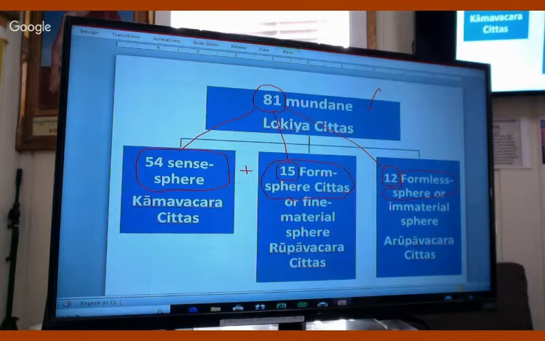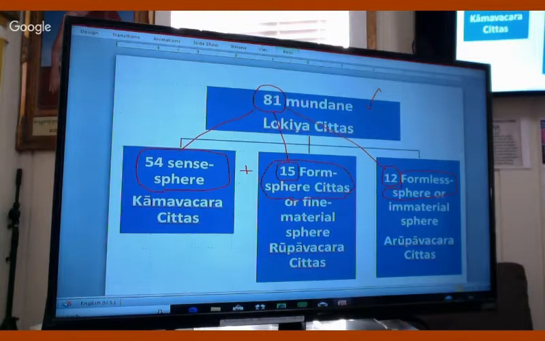So what is the difference? Maybe if you have a question: what is the difference between mundane consciousness and supramundane consciousness, Lokiya Chitta and Lokuttara Chitta? I give a hint for the answer. We need to be free from the power of karma. If there's a power of karma, we will be reborn again and again and again. We cannot be on the mundane level, isn't it?